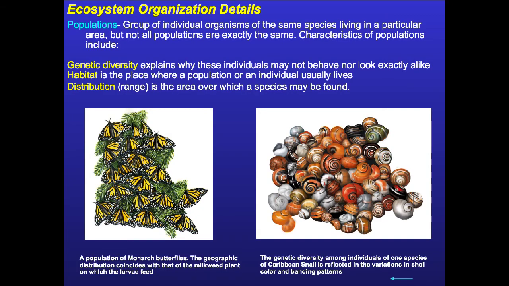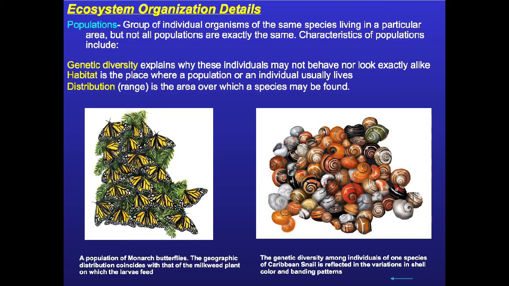So going back over to ecosystems and some of the large categories within ecosystems, looking at a population, a group of individuals of the same species living in a particular area. Characteristics of populations include genetic diversity. Not every individual within that population is exactly the same. Even identical twins have differences.